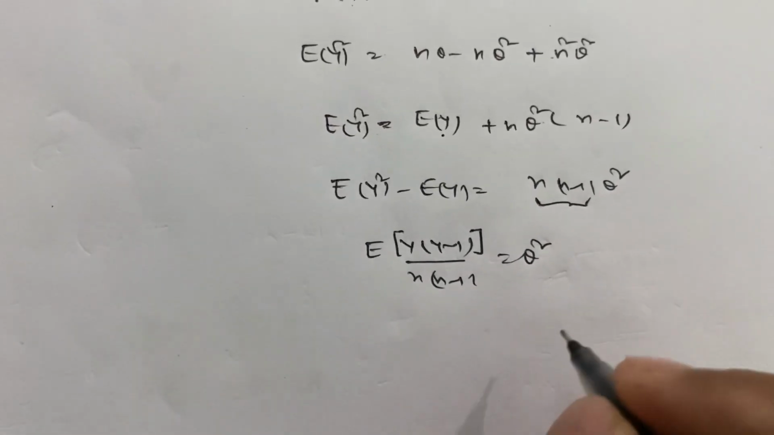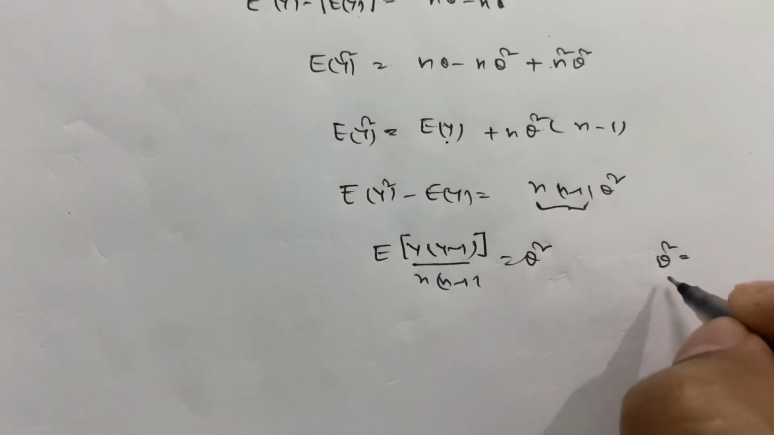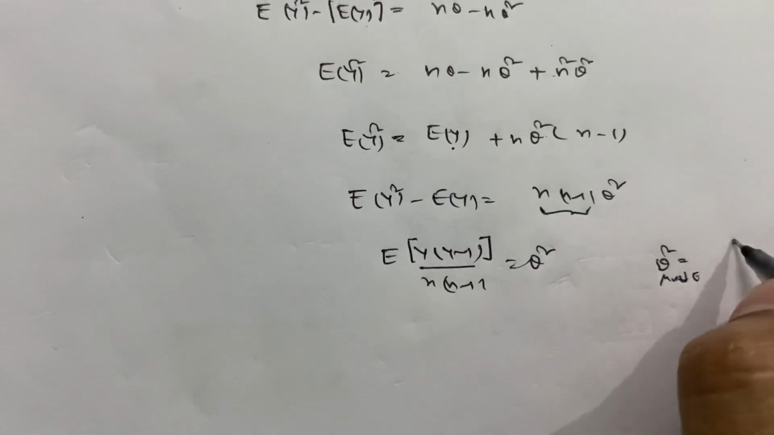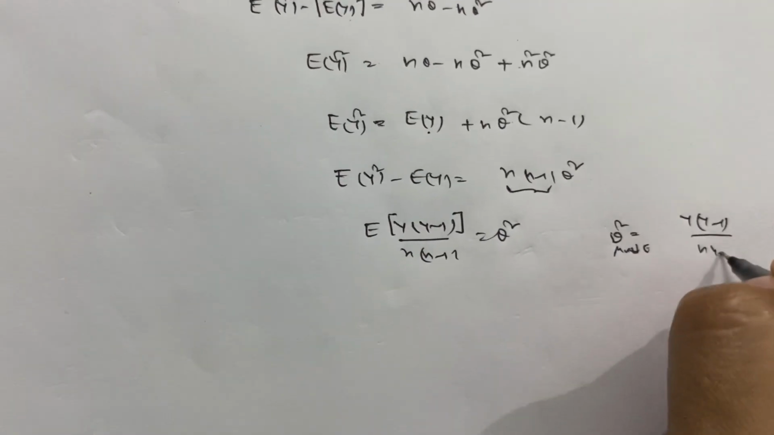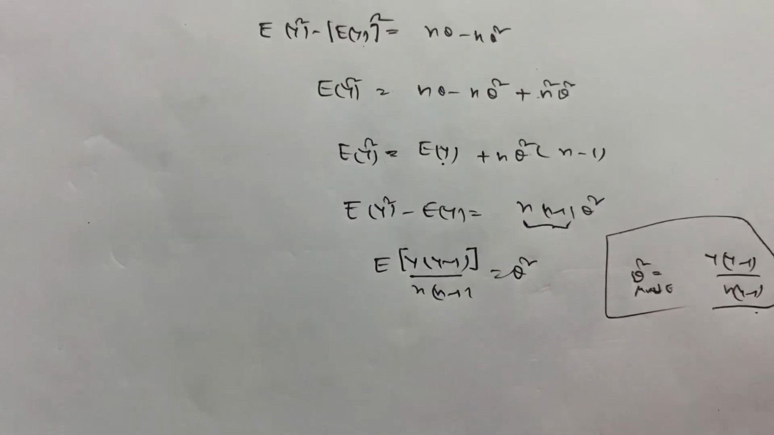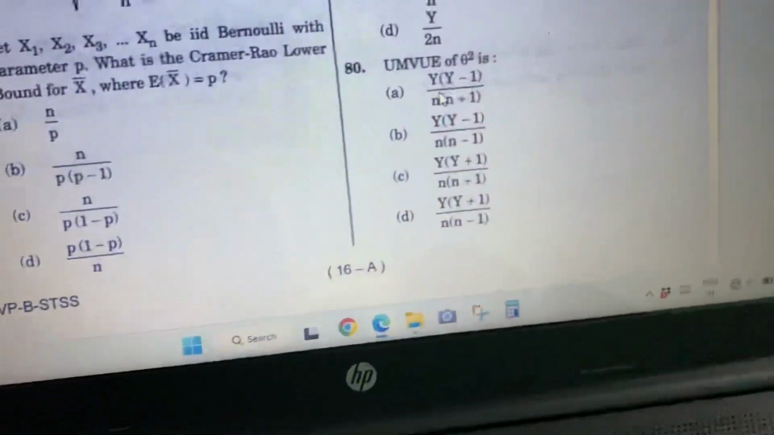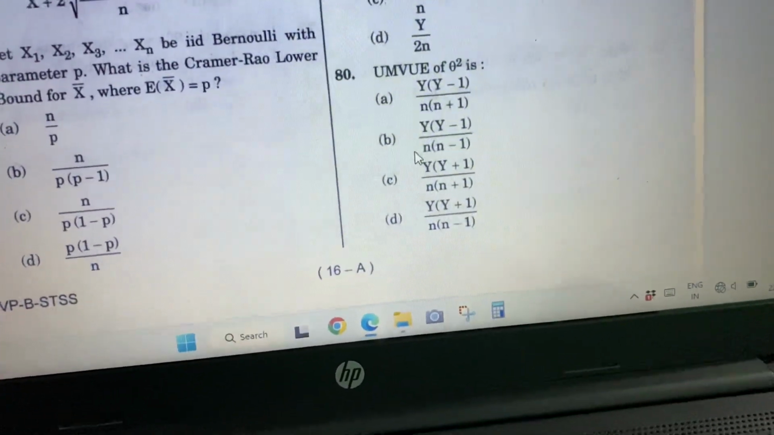Okay, so the UMVUE, Y into Y minus 1 by n into n minus 1, will be the UMVUE for theta square. So for question number 80, option B is correct.